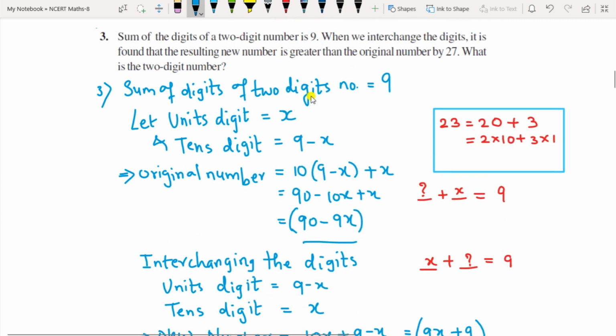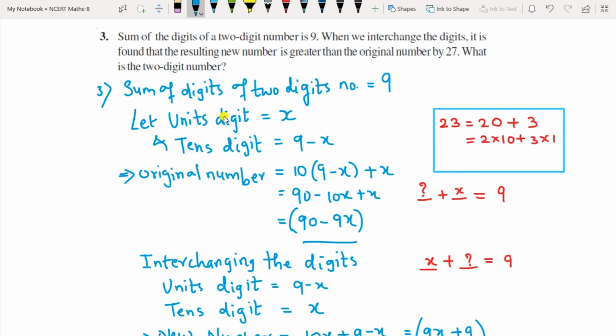Now 2-digit numbers, you know, are from 10 to 99. So suppose I have taken an example as 23. So 23 means it is 20 plus 3, that is called 23. That is a 2-digit number. So we don't know what the digits of the 2-digit number are, but the sum of the digits is 9. Means if we add those 2 digits, the total becomes 9.